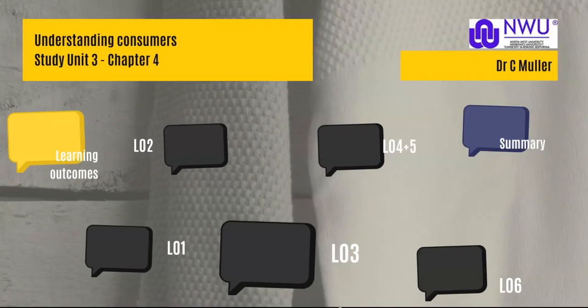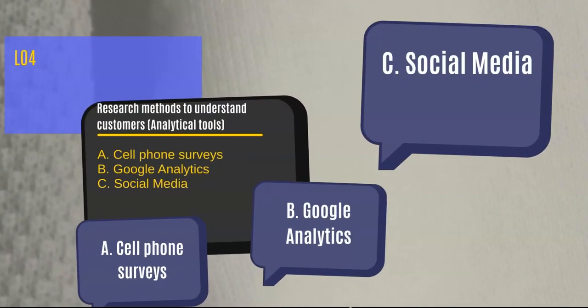Moving on to learning outcomes 4 and 5. These two learning outcomes fall together, as you will also see in the normal slides. This refers to the research methods that you can use to understand your potential customers, existing customers, prospects for that matter, and this is shortly referred to as analytical tools. First, we refer to cell phone surveys, then Google Analytics, and then social media.